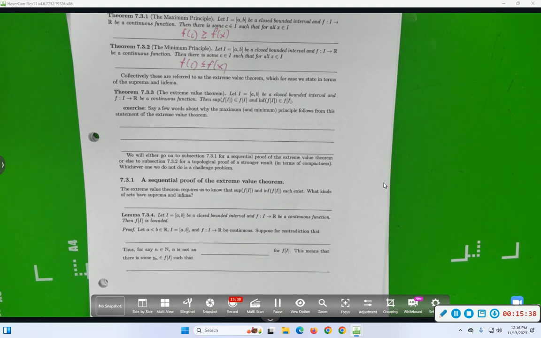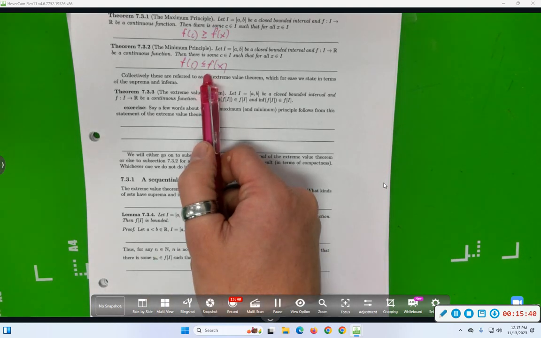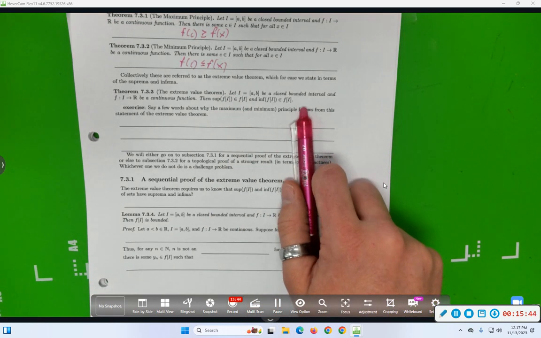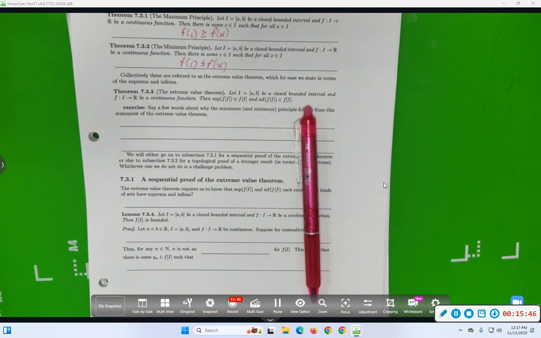So I'm going to take this and instead turn it into a single theorem, and that's the theorem I'll prove. The extreme value theorem. Let I equal [a, b] be a closed bounded interval, and f be a continuous function on that closed bounded interval. Then the supremum of the image of that function and the infimum of the image of that function are both in f of that closed bounded interval.